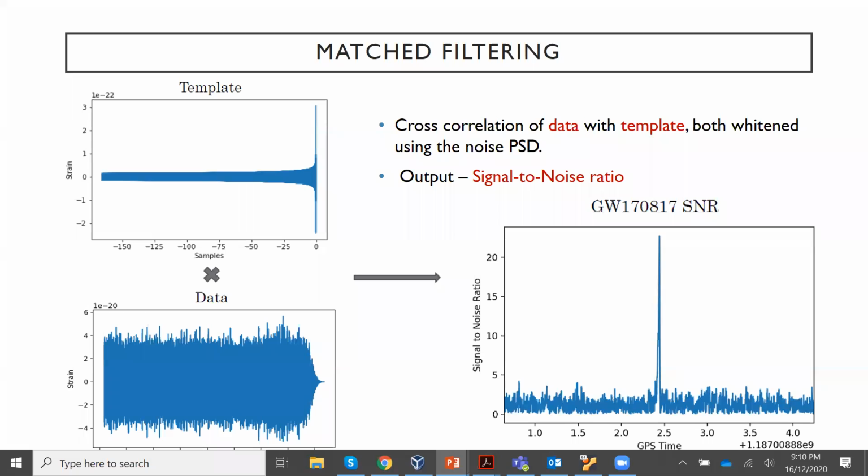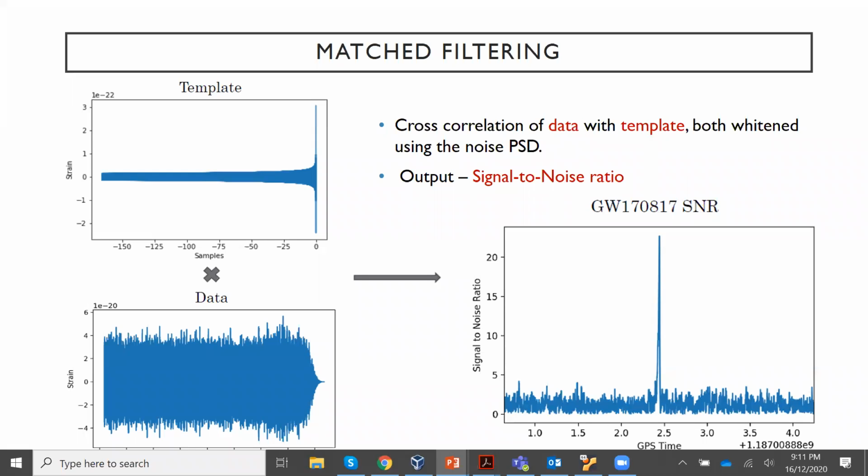So matched filtering, like I mentioned, is cross-correlation of data with a template, both of which are whitened using the noise power spectral density. When I say whitening, I mean the data has different frequencies, and all of these frequency components have different power. In the process of whitening, we try to get a uniform spectrum from the data, to make the spectrum flat, basically. So it is weighted by the noise power spectral density to get a uniform spectrum.